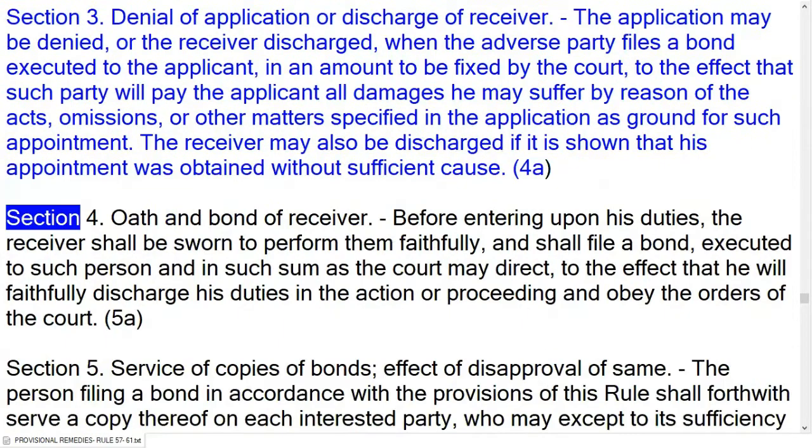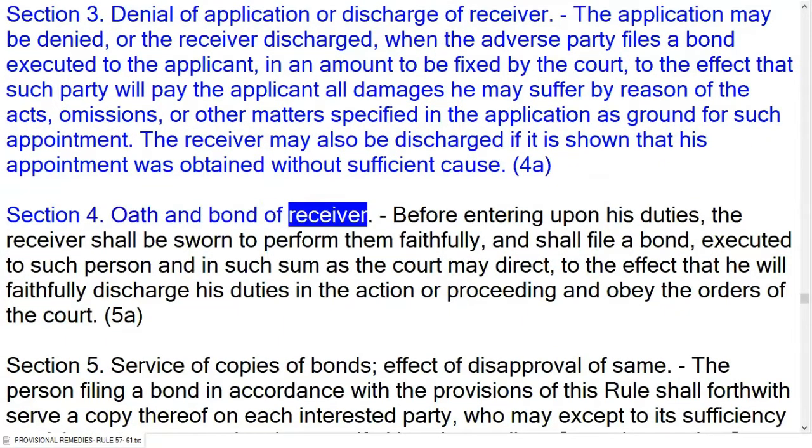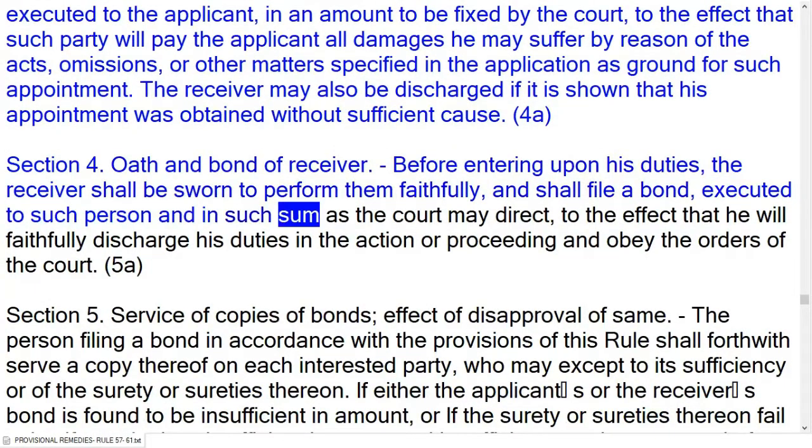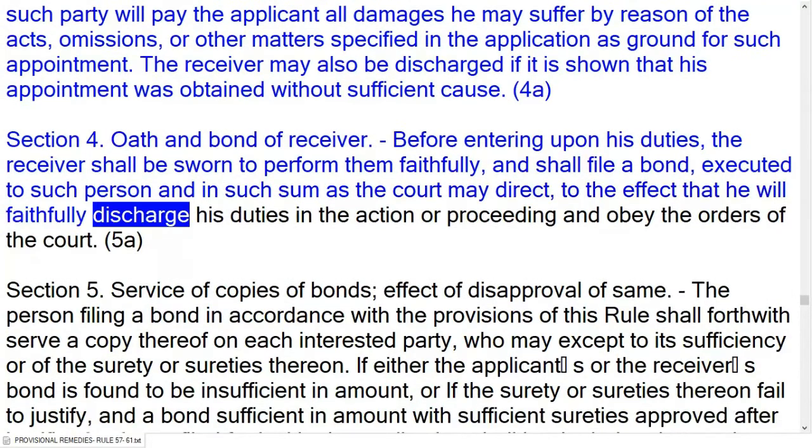Section 4. Oath and bond of receiver. Before entering upon his duties, the receiver shall be sworn to perform them faithfully, and shall file a bond, executed to such person and in such sum as the court may direct, to the effect that he will faithfully discharge his duties in the action or proceeding and obey the orders of the court.